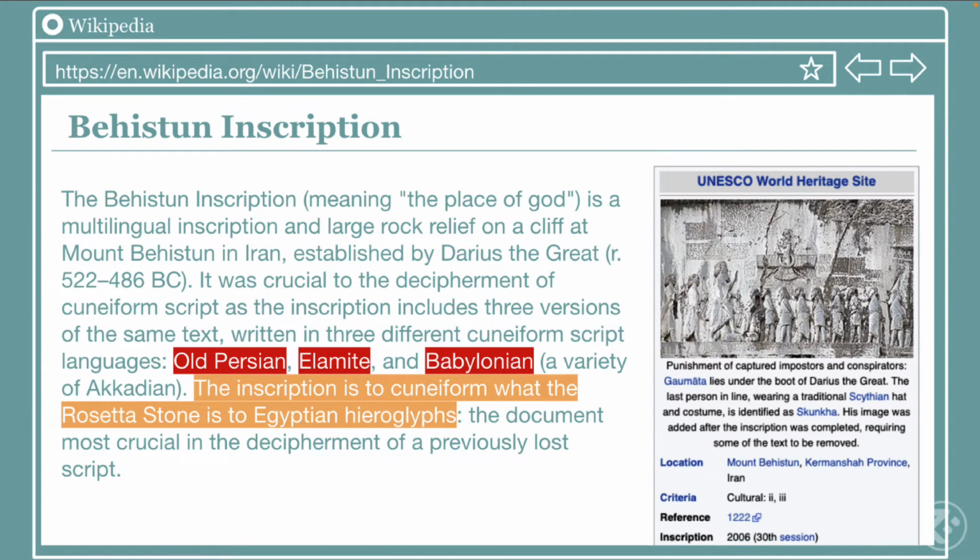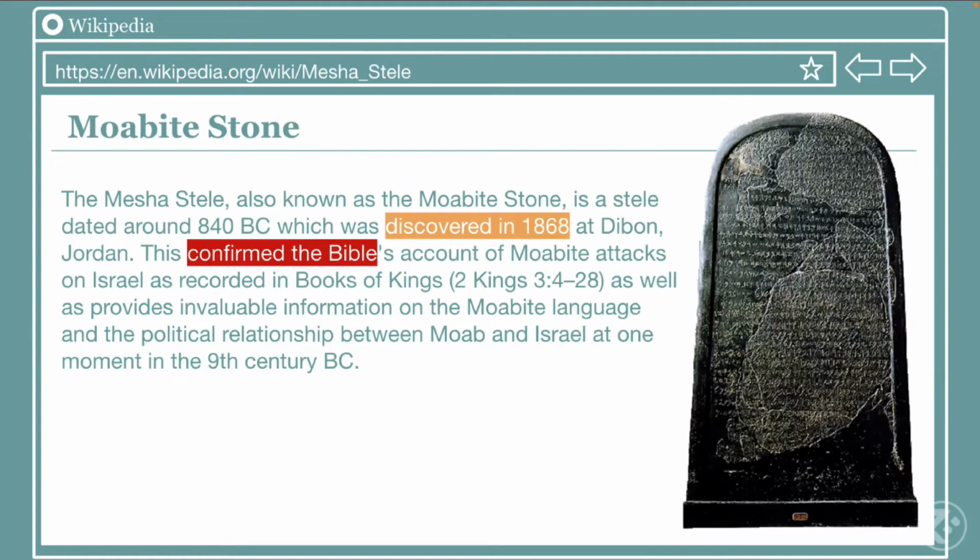We've seen this in inscriptions found in a large rock cave on a cliff in Iran that was crucial to decipher cuneiform script, and it included the same text written in Persian, Elamite, and Babylonian. So again, essentially, this is to cuneiform what the Rosetta Stone was to the Egyptian hieroglyphics. And what is important about this is that it once again contained names which are also found in the Bible that were thought lost in time. So that's a second example.